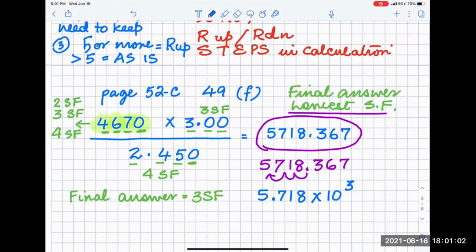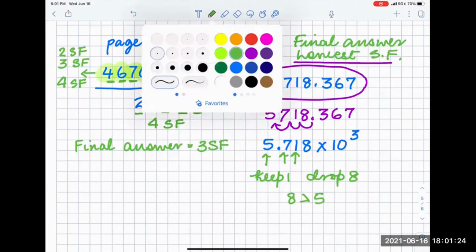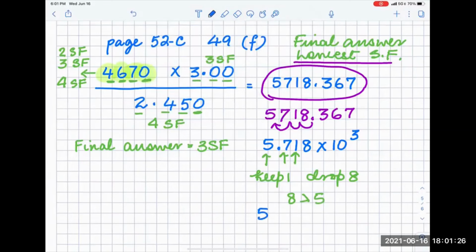Positive. Very good. So next, we need to have 3 significant figures here: 1, 2, and 3. So we keep 1, but drop 8. But 8 is more than 5, so in that case, what does this become? This becomes 5.72 times 10 to the power 3. So this is in terms of scientific notation.